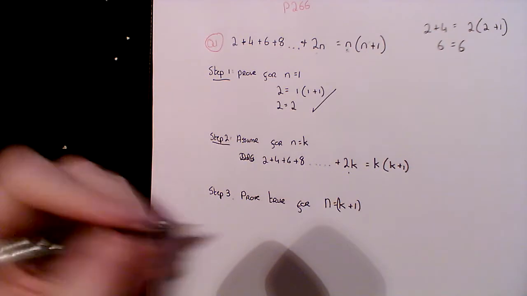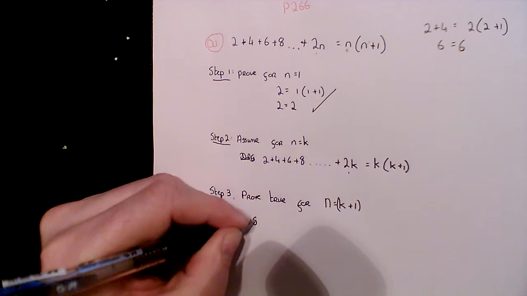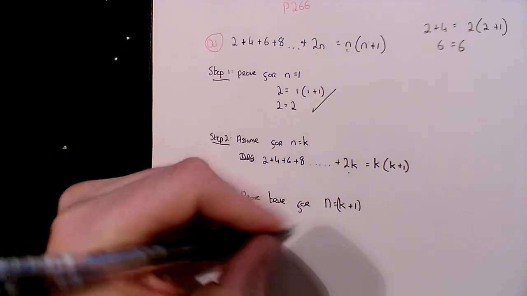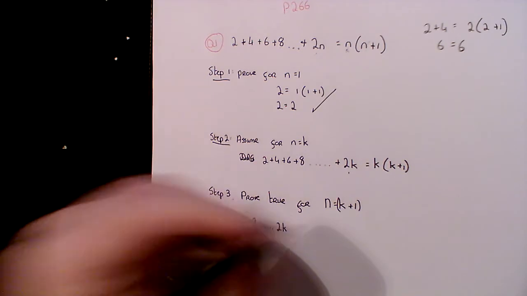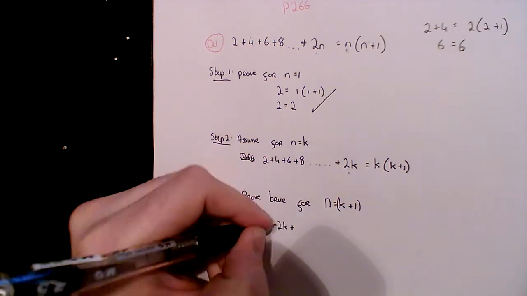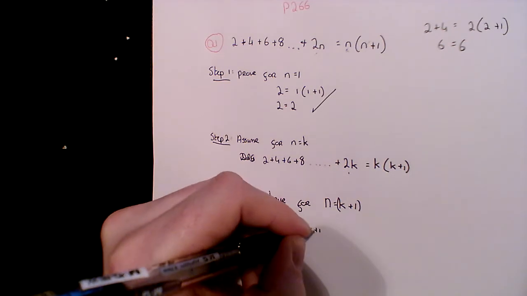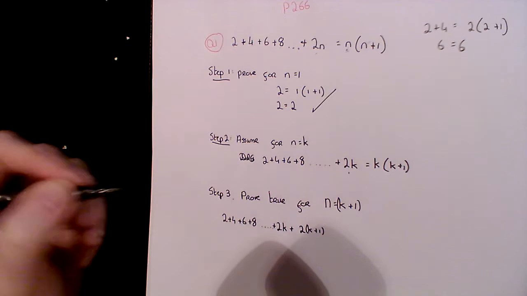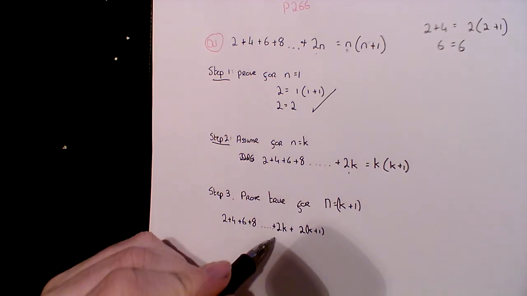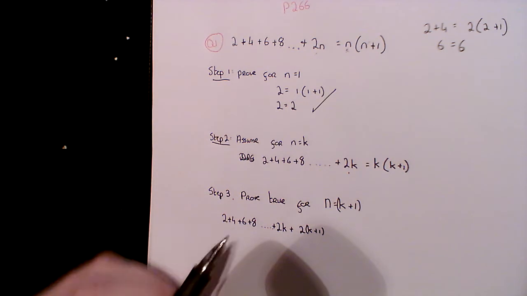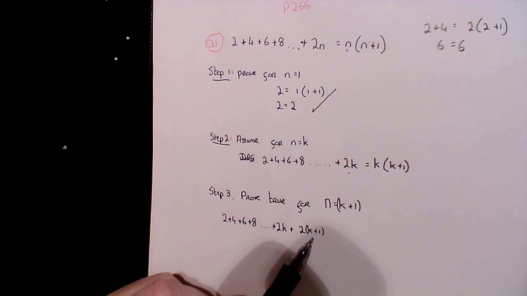Okay? So here we go. 2 plus 4 plus 6 plus 8 all the way up to 2k. So that's all the way up to a certain number plus the next number. Okay, and the next number is 2k plus 1. And I'll put it in brackets. So I'm going to assume it's correct for this number all the way up to here, and then I'm going to prove that it's true for all the way up to this and the next number.